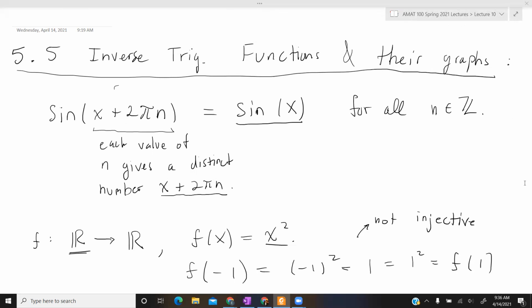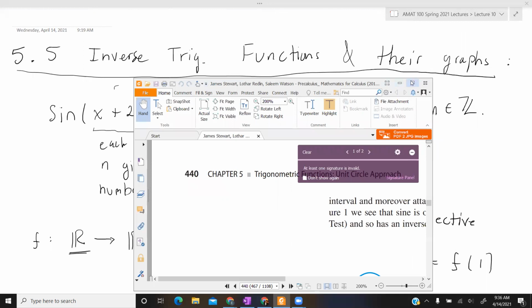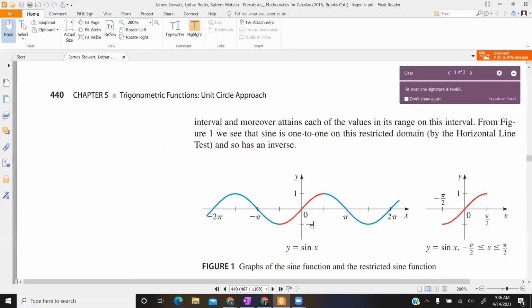But it's going to turn out that they're nice enough that we can restrict their domain to get an injective function. So let's look at the graph of sine of x. Sine of x looks like this, and we always think about plotting it from 0 to 2 pi. This one goes through the origin, but the difference between that and cosine is that the cosine starts at 1 and goes down. This one starts at 0, goes through the origin, goes up.